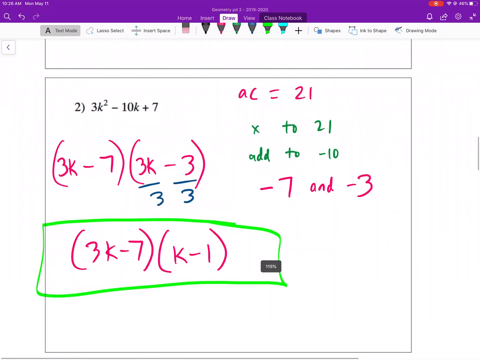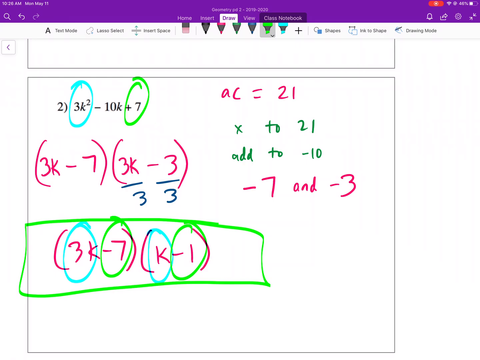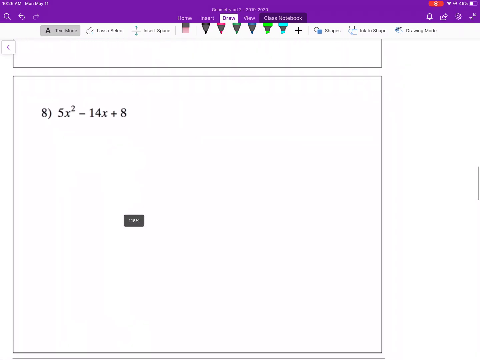How could you check your answer? Box method. How could you quickly check your answer on something like a multiple choice test? 3k times k gives you 3k squared, and negative 7 times negative 1 does give you 7. So that's a quick way to check. Do the first terms, multiply them. Do the last terms, multiply them, and at least make sure that works out. All right, next.